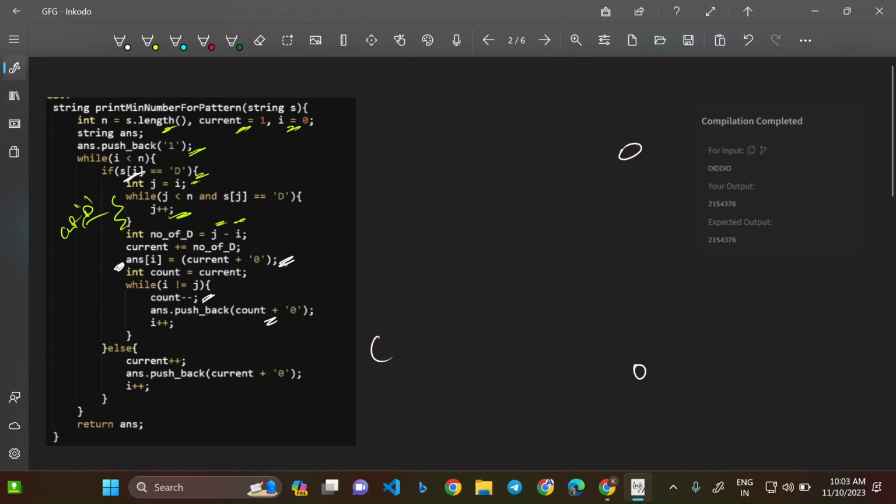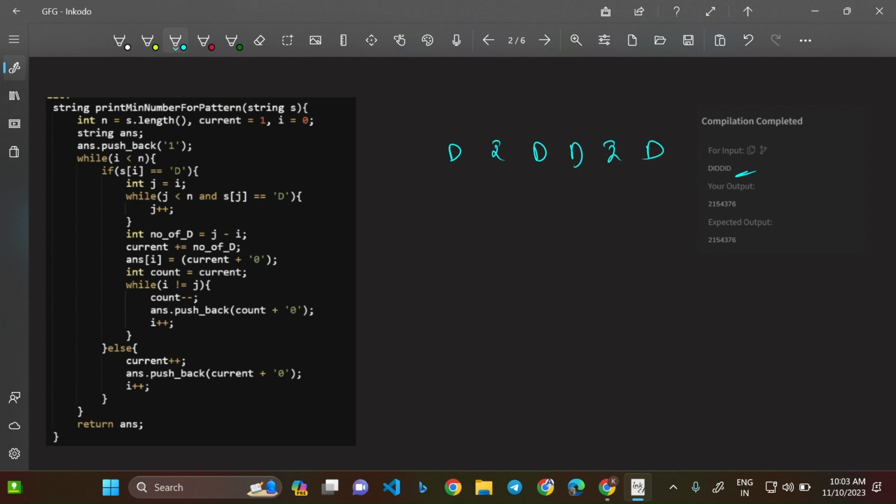Okay, I'll just delete these things. Okay, so just give me a moment. With this dry run, I hope you people will understand. So let us take this particular example: D I D D I D. All right, so this is the example, and these are the blanks that we need to fill.